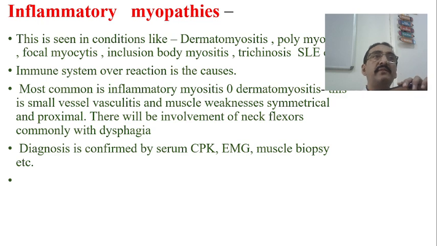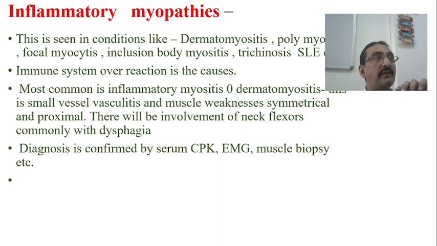One more set of myopathies that need to be differentiated, where muscle weakness will be there, is inflammatory myopathies. As the name suggests, there will be pain, swelling, everything will be there. But in other muscular dystrophies, there is only muscle weakness with pseudohypertrophy, and there is no pain at all. This is seen in conditions like dermatomyositis, polymyositis, focal myositis, inclusion body myositis, trichinosis, SLE, etc. Immune system overreaction is the main cause, because dermatomyositis etc. are autoimmune disorders. The most common inflammatory myositis is dermatomyositis, as I told earlier.